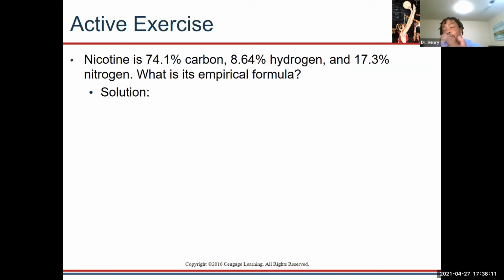Now the empirical formula can be used to calculate the molecular formula. Sometimes we'll do analysis and we'll end up with the empirical formula, and then we'll have to work back to find out what the molecular formula is. I'll show you a question like that a little bit later, okay? But for this one, I'm going to read the question, and I want you to think about it and figure out how we're going to go about solving this. So we have nicotine, which is 74.1% carbon, 8.64% hydrogen, and 17.3% nitrogen. What is its empirical formula?